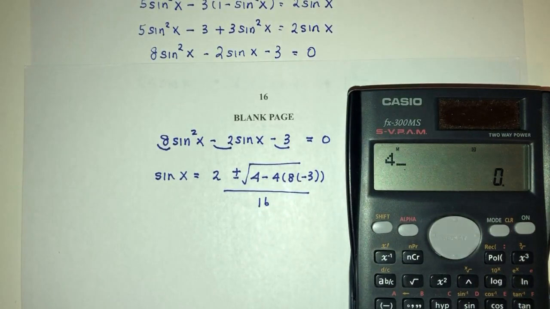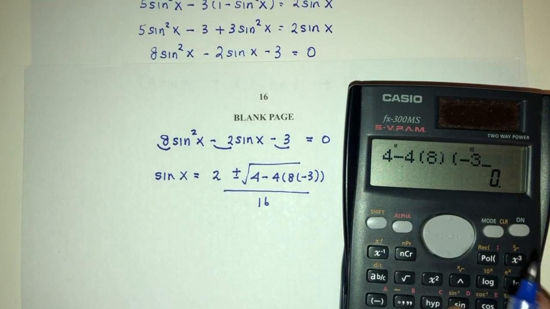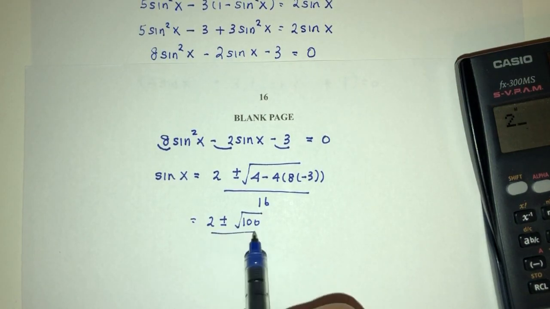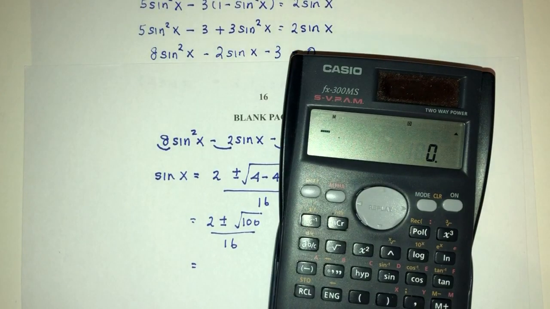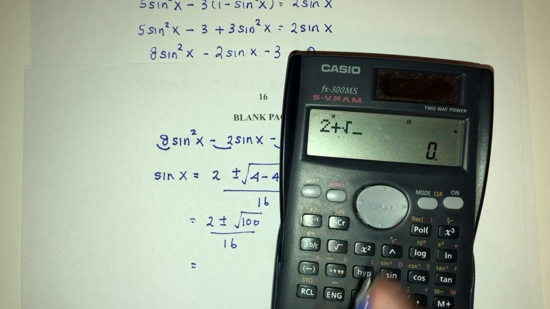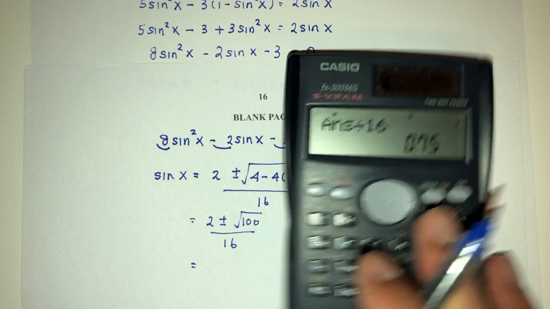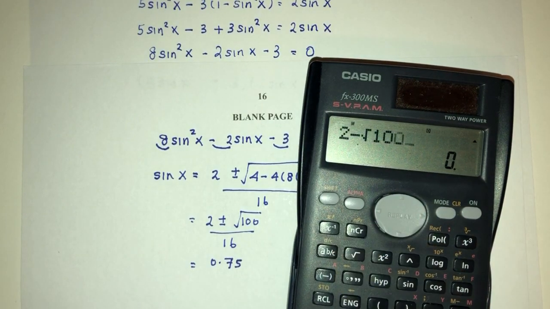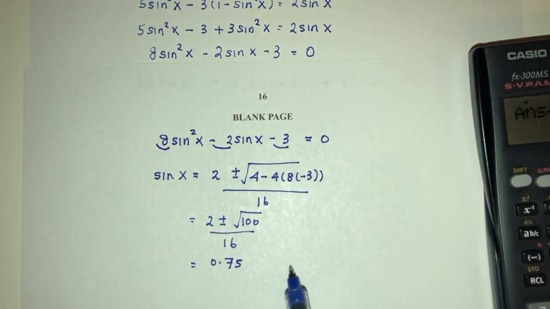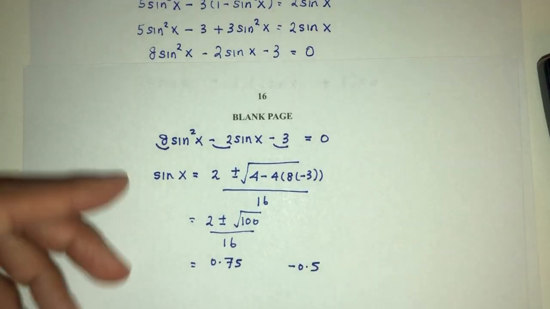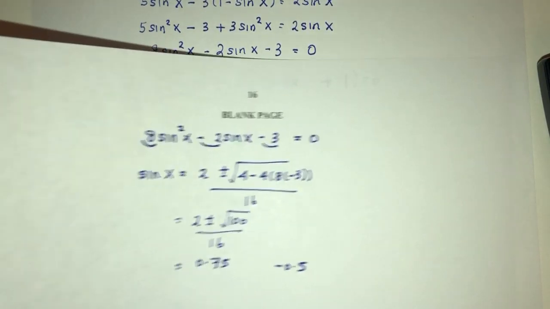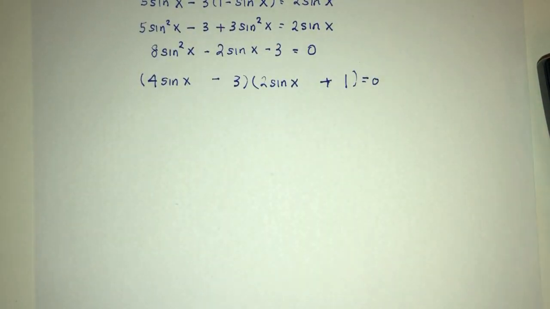Now b square minus 4 times a times c, that should be exact. So we have 2 plus or minus root of 100 over 16. That will be 2 plus root of 100 divided by 16, which will be 0.75, or 2 minus root of 100 divided by 16, which will be minus 0.5. So you can see we can also use the formula to find the answer instead of factorization, so you don't need to actually know how to factorize. If you don't know, just use the formula.